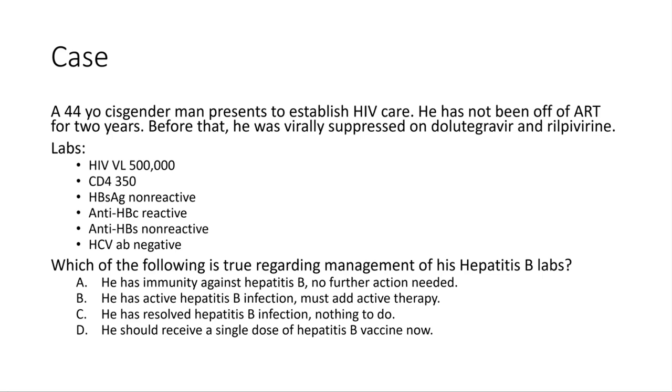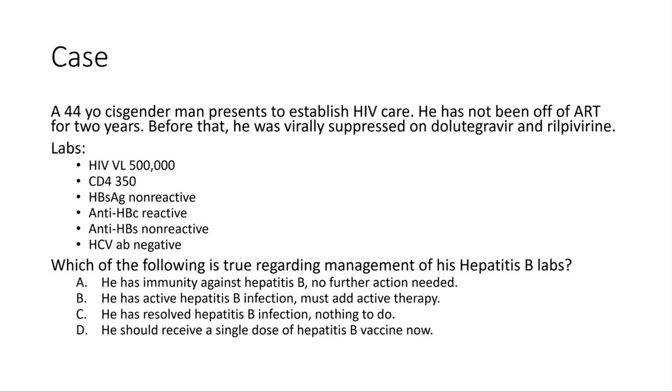I think you're up. A 44-year-old cisgender man presents to establish HIV care. He has been off ART for 2 years. Before that, he was virally suppressed on dolutegravir and rilpivirine. Viral load is 500,000, CD4 is 350, Hep B core reactive.